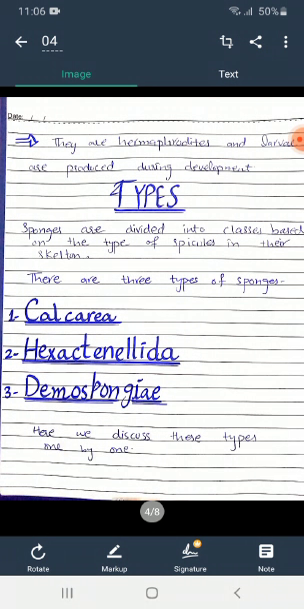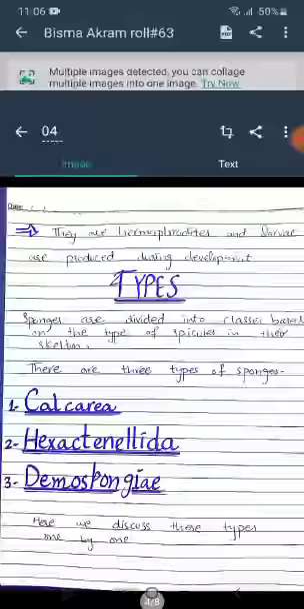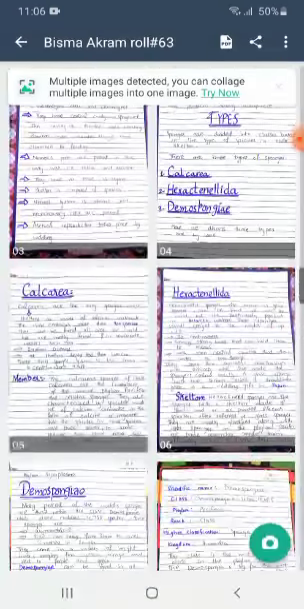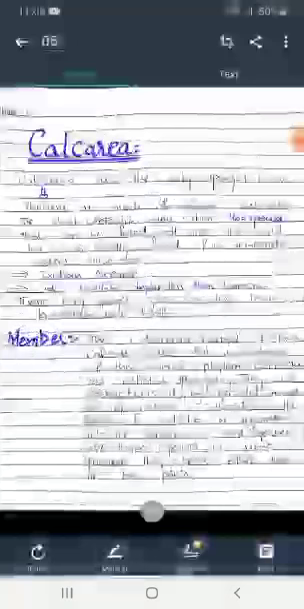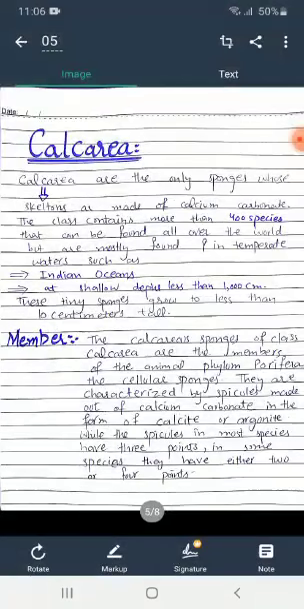There are three types of sponges: Calcarea, Hexactinellida, and Demospongiae. Here we discuss the three types one by one. Calcarea. Calcarea are the only sponges whose skeleton is made up of calcium carbonate. The class contains more than 400 species that can be found all over the world, but are mostly found in temperate waters such as the Indian Ocean at shallow depth. These tiny sponges grow to less than 10 centimeters tall.